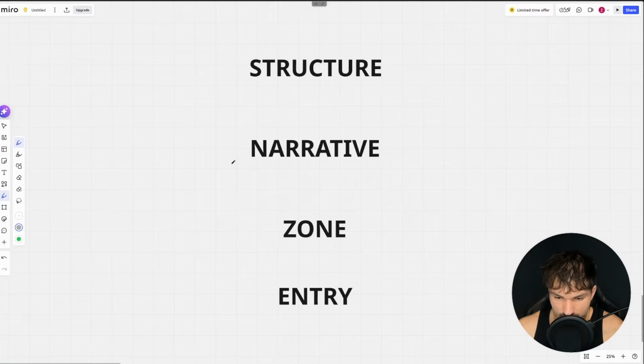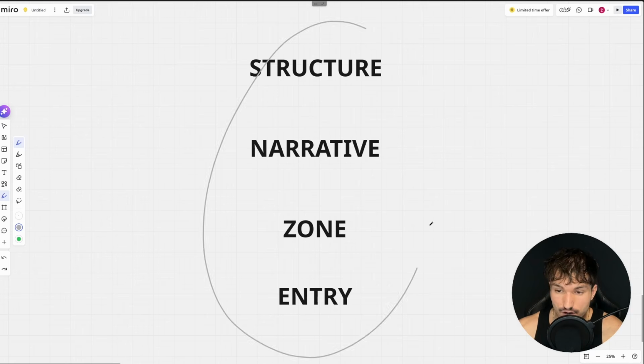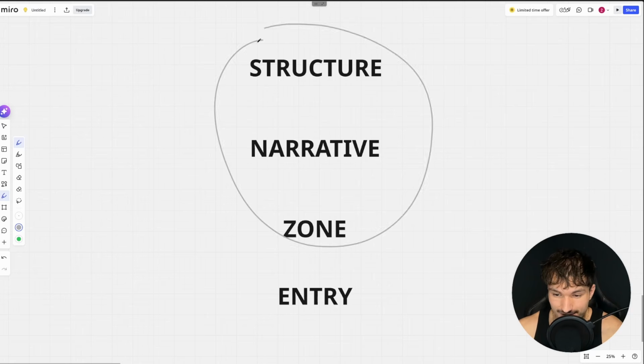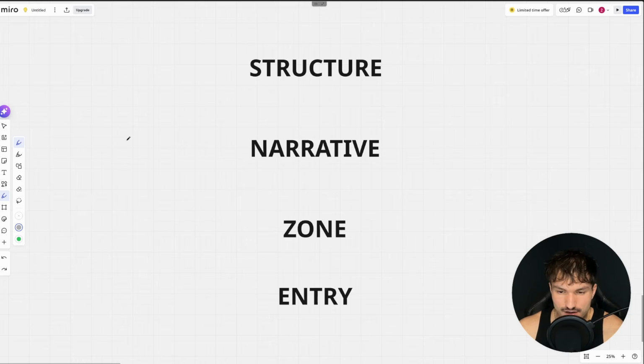If you guys want, pause the video right here and write these 4 words down. Structure, narrative, zone, and entry. And before you take your next NQ trade, ask yourself, are all of these 4 present? Not 3, 4. Because a setup that's missing even one filter is not an A+ setup.